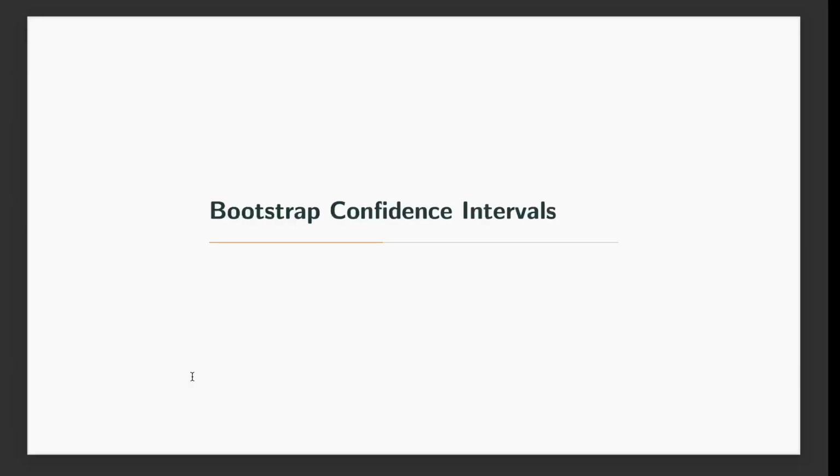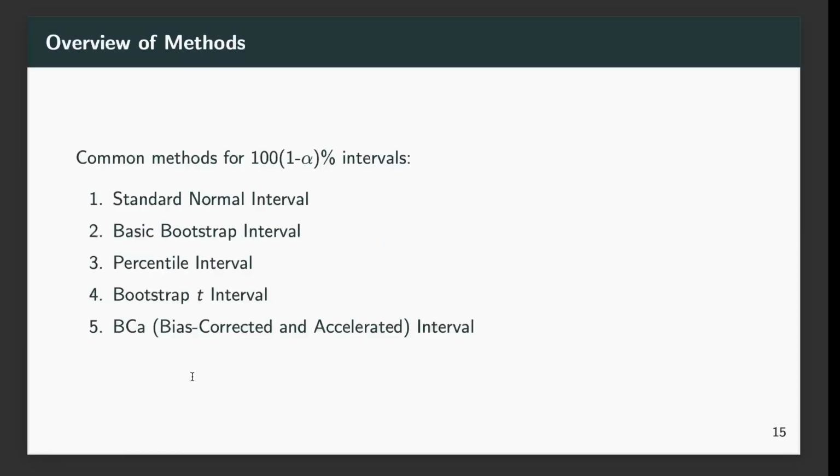Now let's go to the next subtopic, which is on the Bootstrap confidence interval. This is one of the most practically important topics in the whole lecture, and I really want to spend some time on this one. There are 5 major methods to construct the Bootstrap confidence interval, and they differ in their assumptions, in their computational complexity, and also in their statistical properties. Let's look at all the 5 methods to construct the 100 times (1 minus alpha) percent intervals.